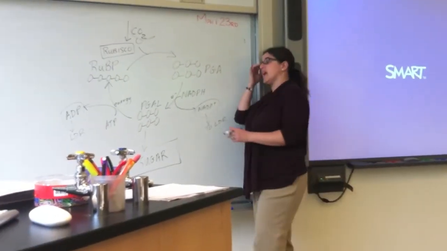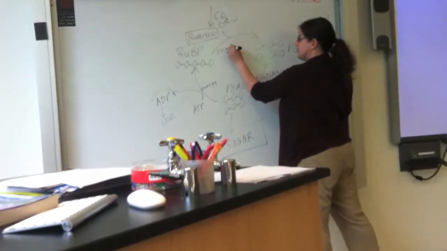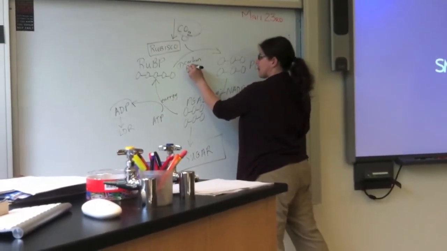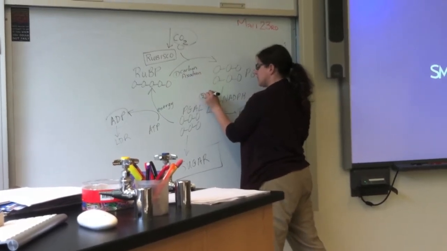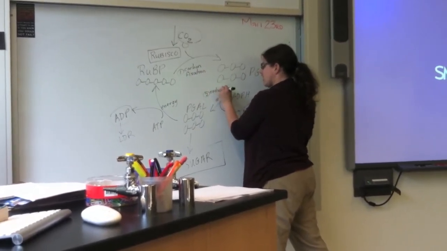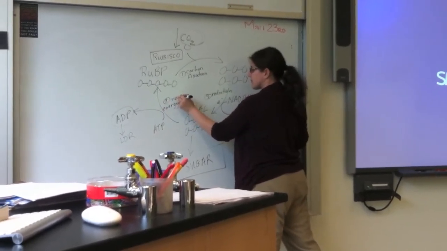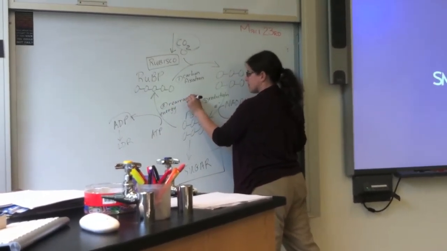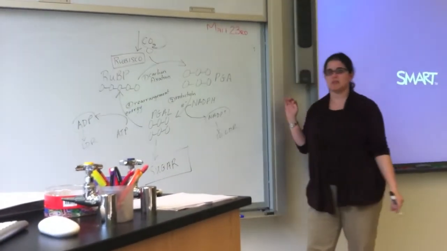So when we named these steps, we named this carbon fixation. We named this reduction. And we named this rearrangement. Okay, so those are the 3 main steps of the Calvin cycle.